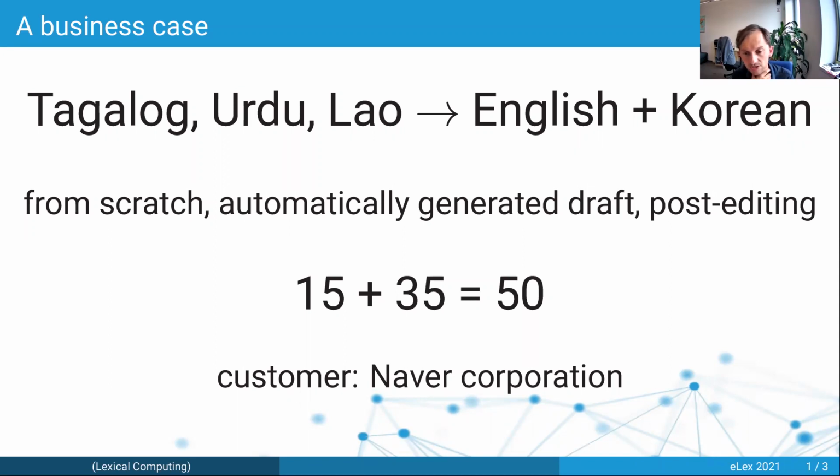Altogether, each of the dictionaries has 50,000 headwords, out of which 15,000 were post-edited and 35,000 were left as they are. The customer for which we were doing this job was the Korean company Naver, which is kind of a Korean Google, so a company with a broad range of online services. That also explains why the target language is, besides English, also Korean.